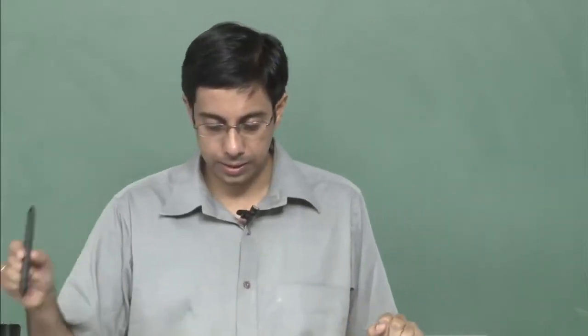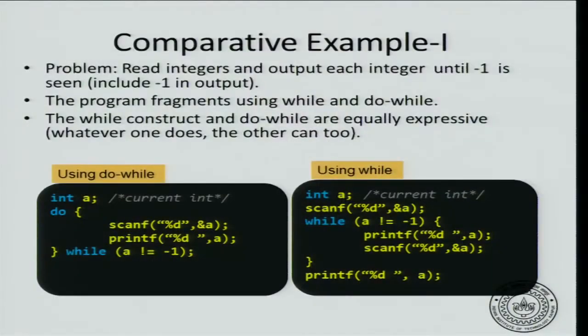For example, let us solve this problem using the while construct. So what you do initially is you declare a variable, then scan the variable. If the variable is -1, you immediately exit out of the loop and print -1 and finish the program. If the number is not -1, you print the value and scan the next number. If the number you scanned is not -1, you just print it and repeat the loop. If it is -1, you exit out of the loop and print the -1 that you saw.